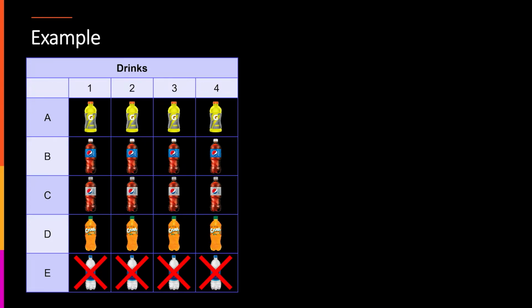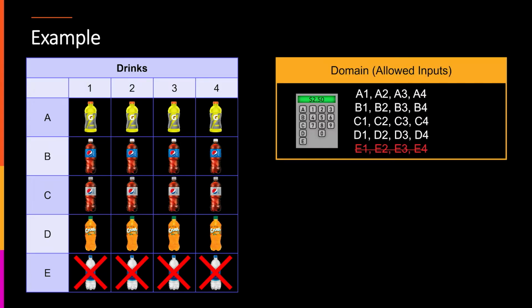Let's say that we have the same vending machine here, but for whatever reason, all the water is gone, right? So a bunch of people came by that were thirsty, took all the water. Well, returning to our domain, our allowed inputs, now if I try to use any of the E level, E1 through E4, any of those things, the machine would say, we don't have any of that in stock, right? Out of stock, pick again. So suddenly these things are not allowed inputs.